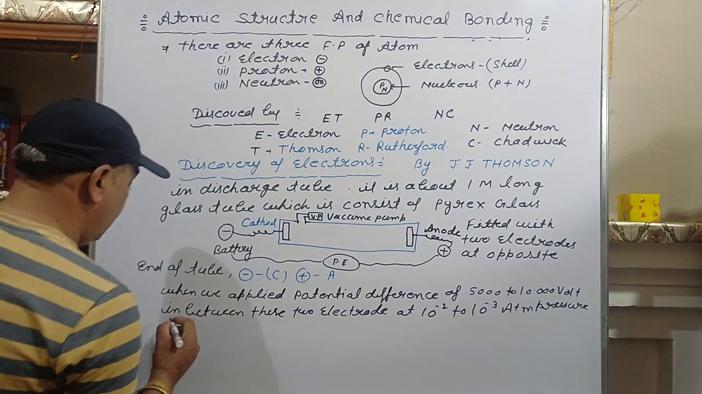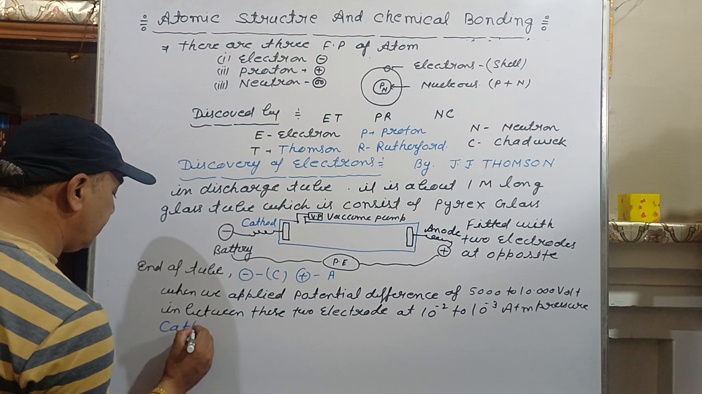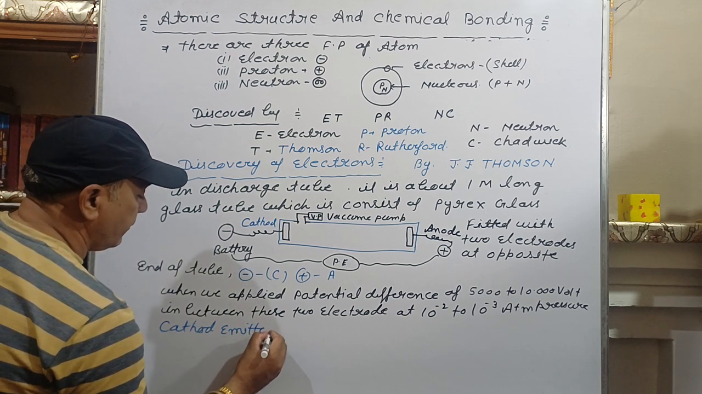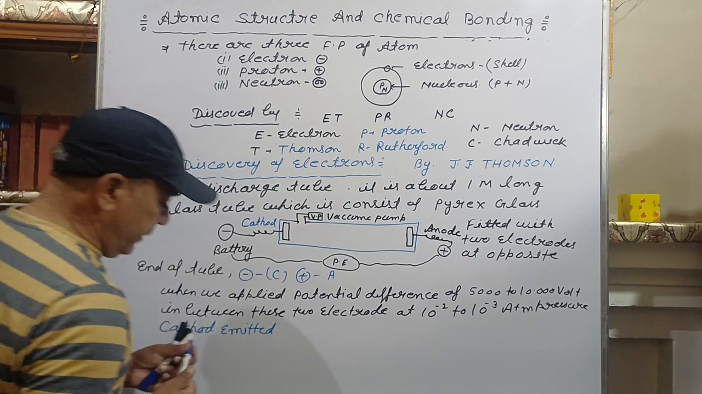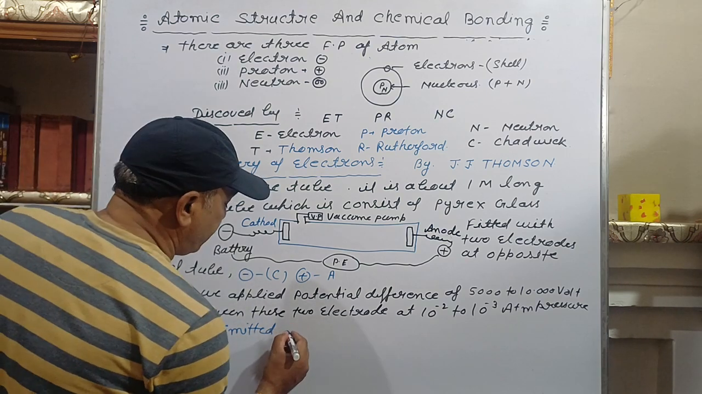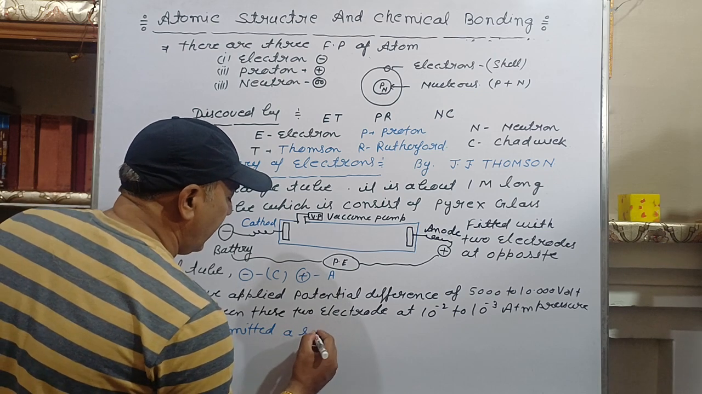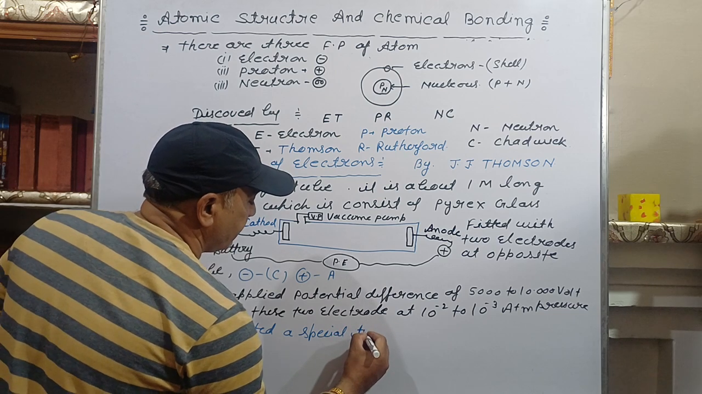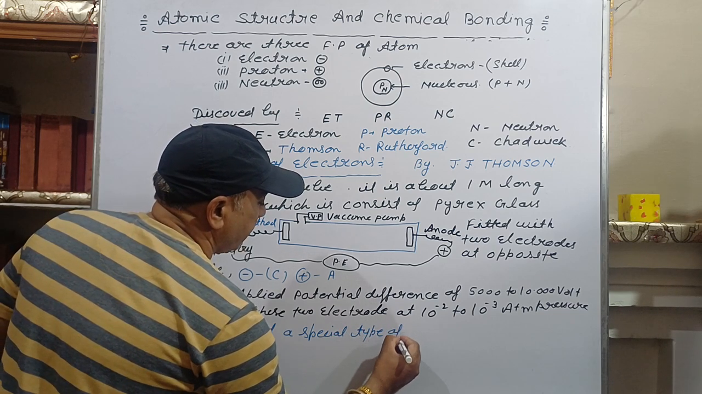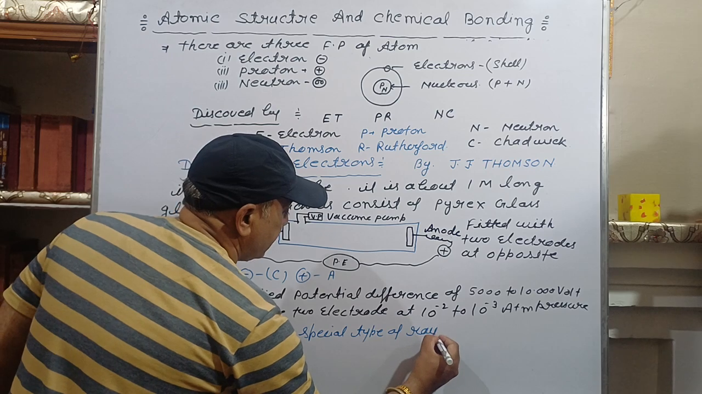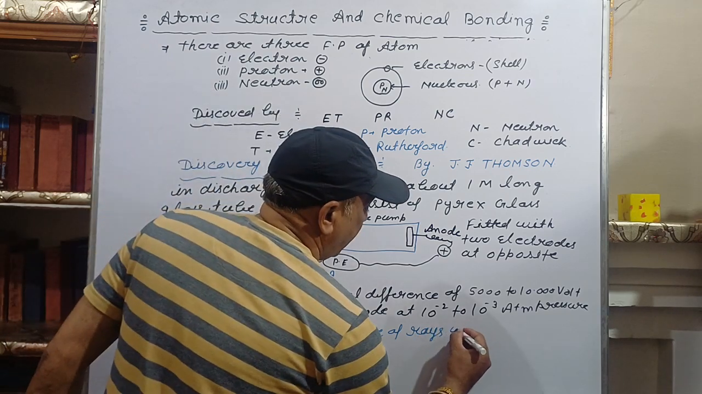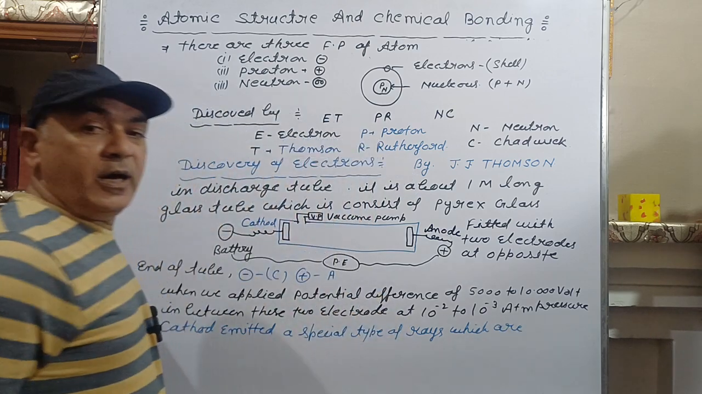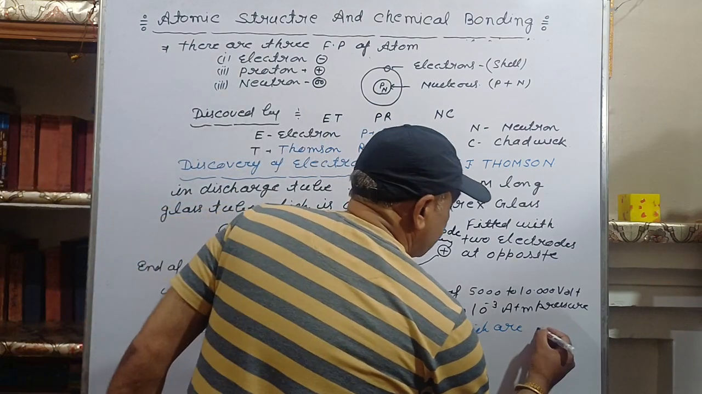Cathode emitted a special type of rays which are called cathode rays.